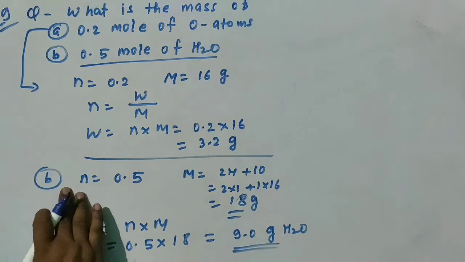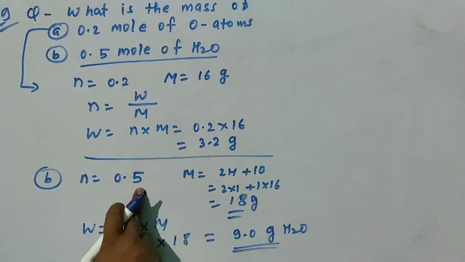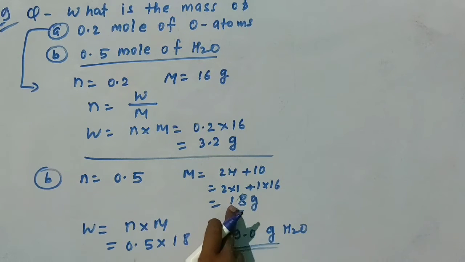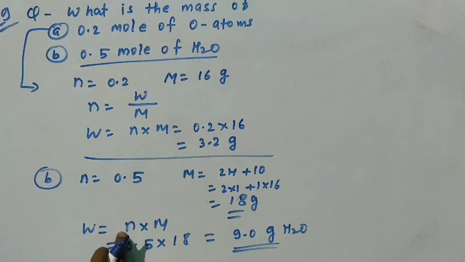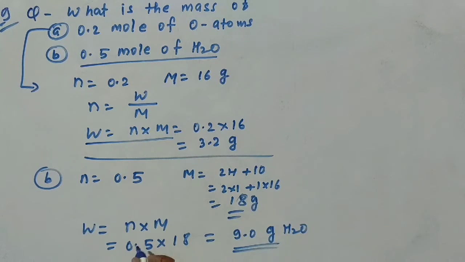Next is 0.5 mole H2O. N is equal to 0.5 and molecular mass is 18 gram. Then it can be written as the given mass is equal to N into M. From here you can see, number of mole is 0.5, molecular mass is 18, 18 5s are 90, 9.0 gram.